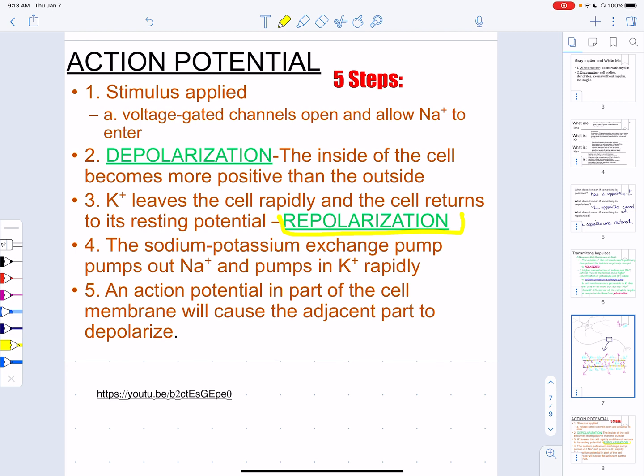All right. So, the other thing, part 5, that you need to know is that when one part of the cell depolarizes, it's going to cause a change in the parts next to it. Okay. So, for example, I don't have a good example. I'm going to show the video now, okay?